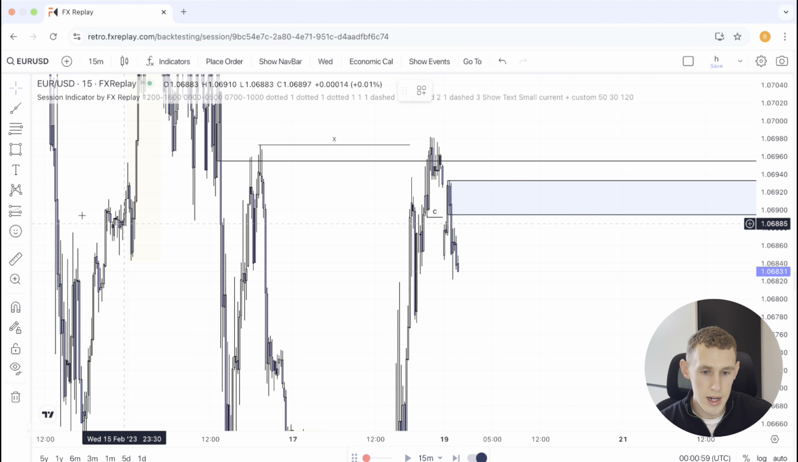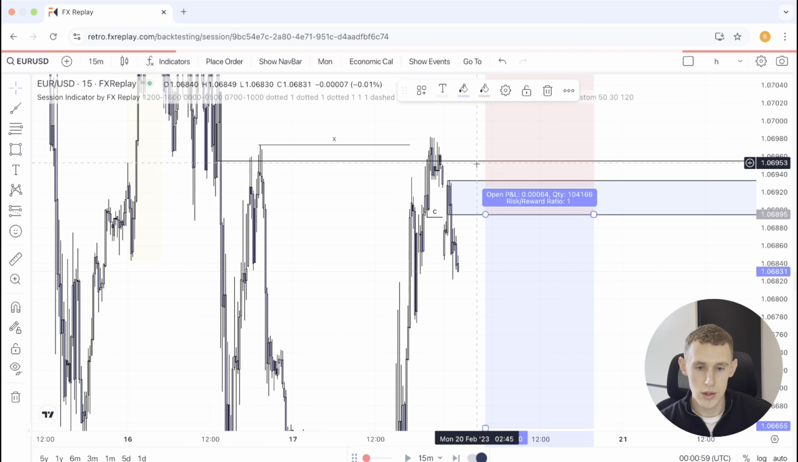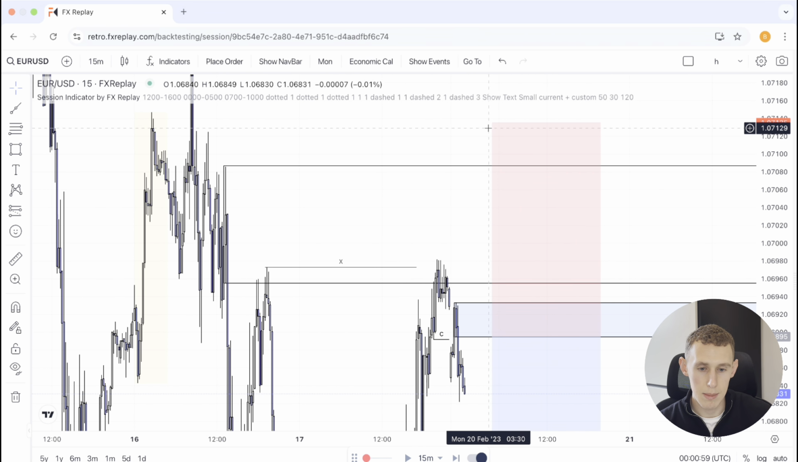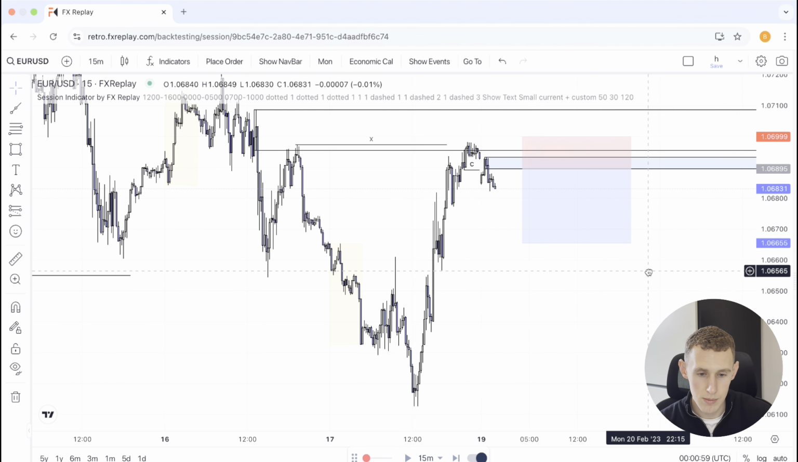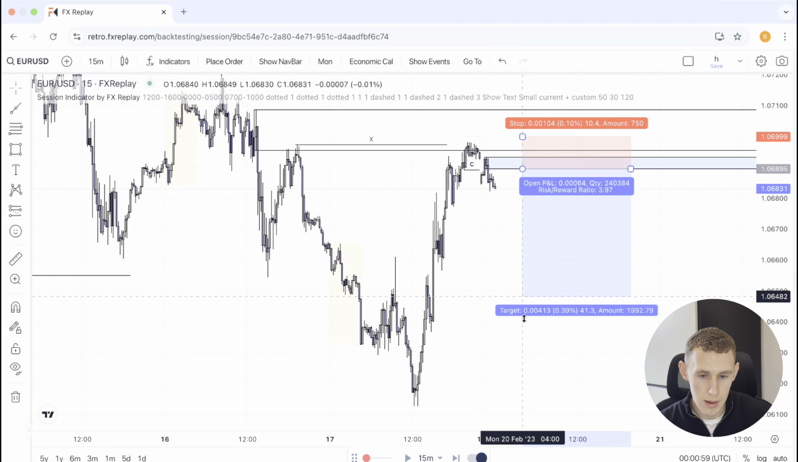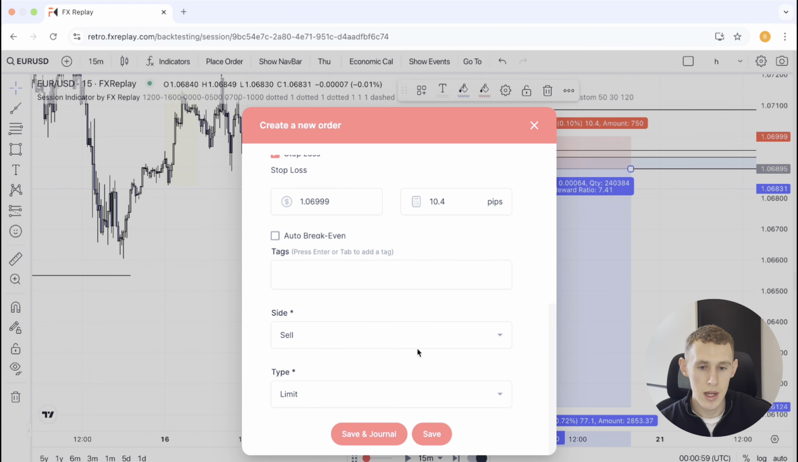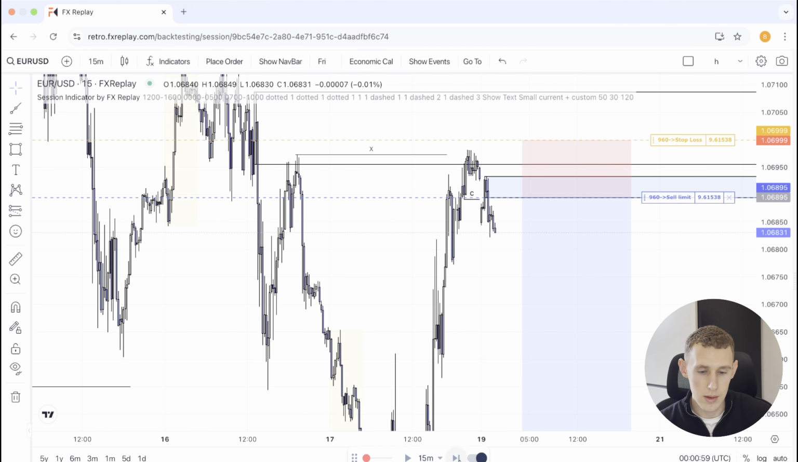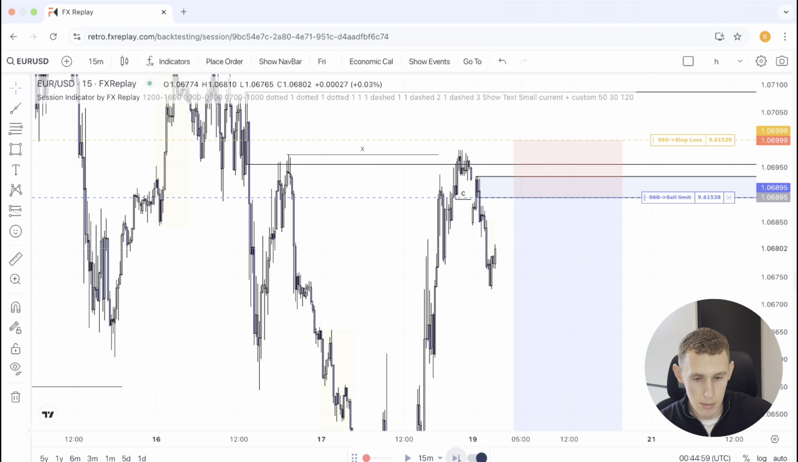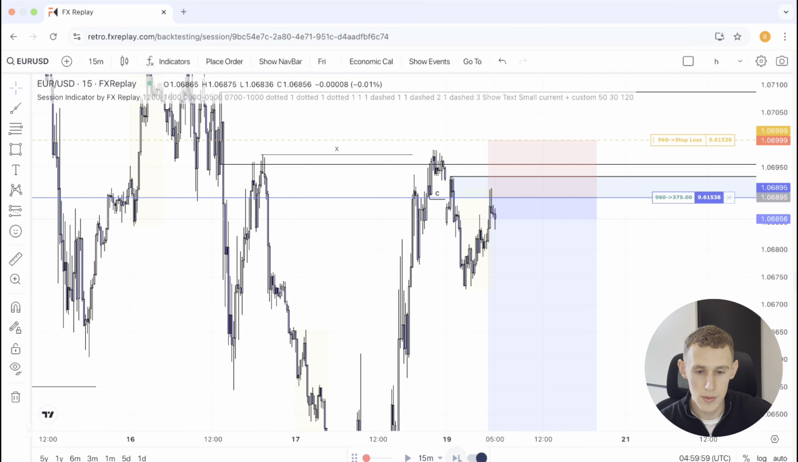So for the first trade of the session, I'm going to set a limit on this area. Stops slightly above these highs for around 10 pips. And as for targets, I'm going to go for the trend low down here. Slightly more aggressive risk to reward on this one, but I'm happy to take it because of all of the confluence we just previously went through.